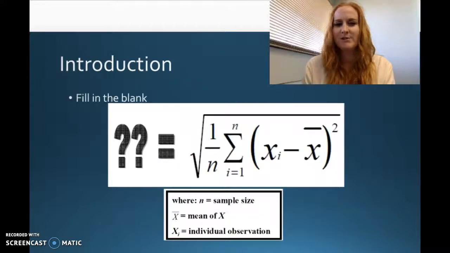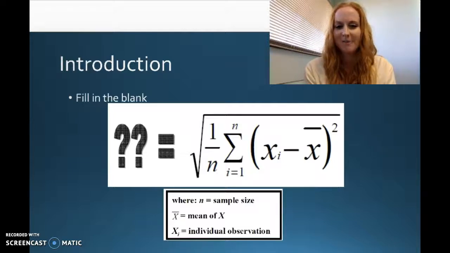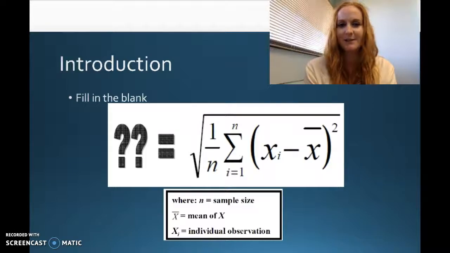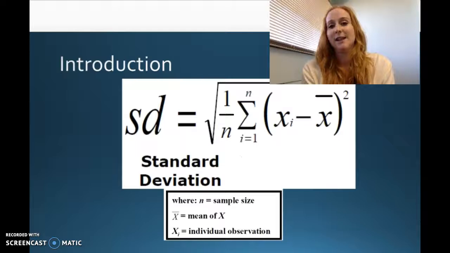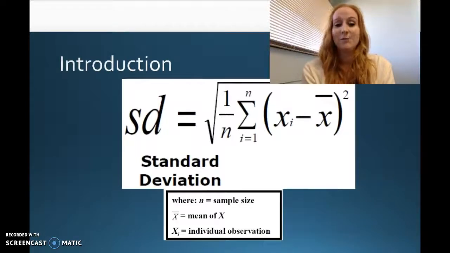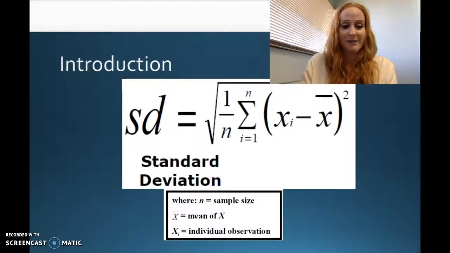What about this formula? What is this? Now we get a little more complicated. We see a square root symbol, a fraction, we're squaring something, we're adding and summing stuff together. What is it? This is actually standard deviation, okay? But again, we can make stats really complicated if you want to. I don't want to. I don't think it's going to do you any good, okay?